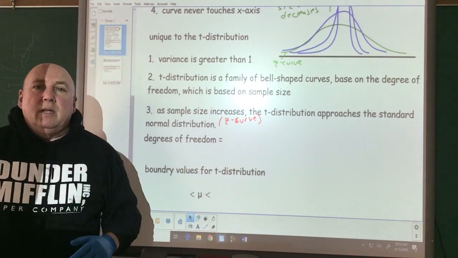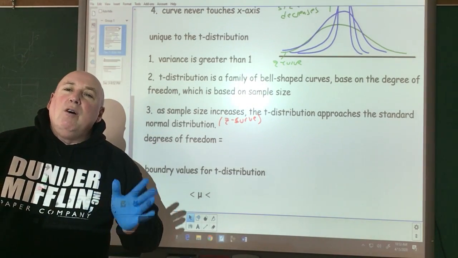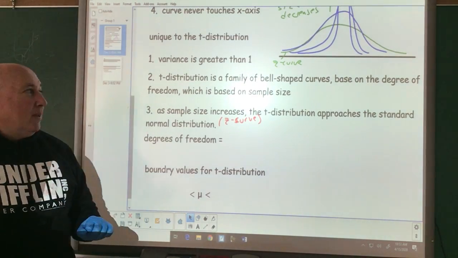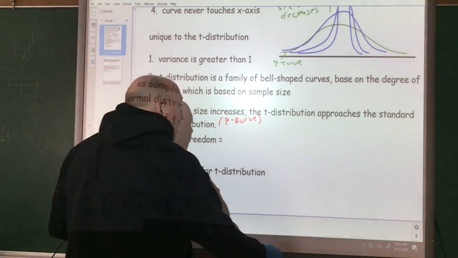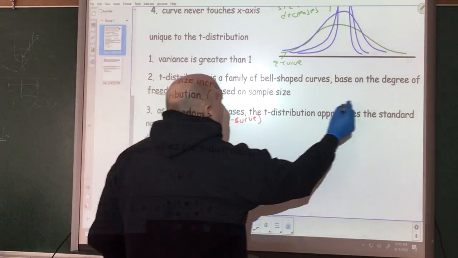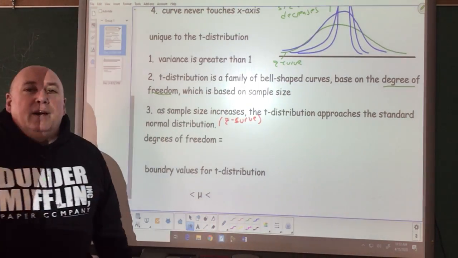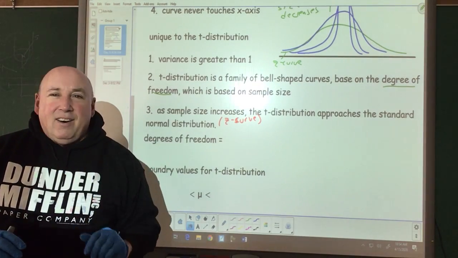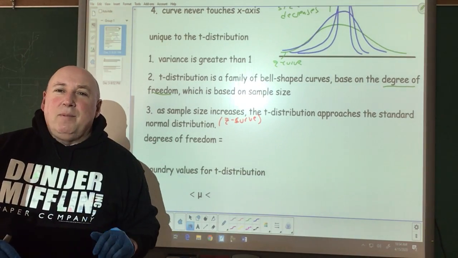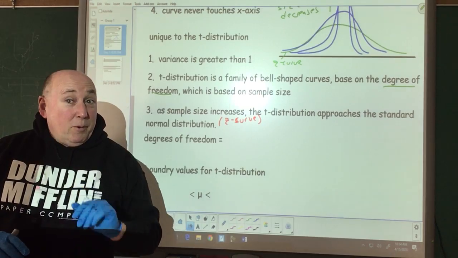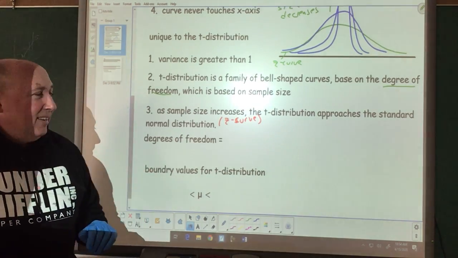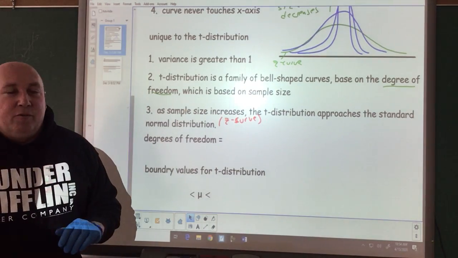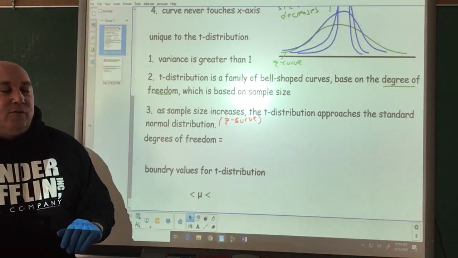Now comes probably the most difficult mathematical concept, because this is based on what is called a degree of freedom. How do we calculate this degree of freedom? This is going to be tough. You may want to pull your calculator out. How do we determine this degree of freedom? Because we have to utilize this degree of freedom.